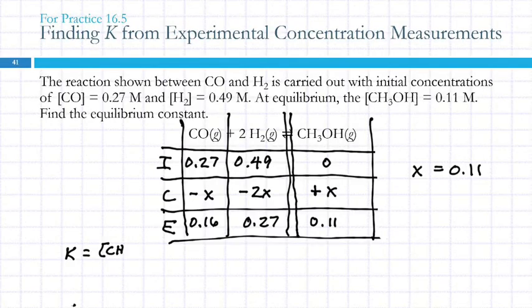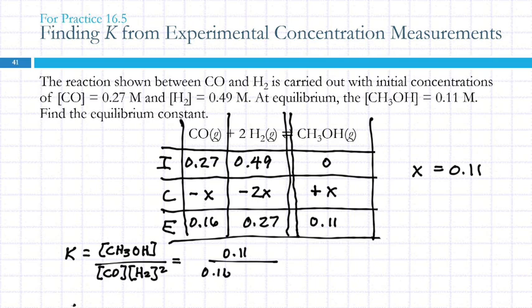K equals the products over the reactants. And the H2 is squared. 0.11 divided by 0.16 times 0.27 squared.